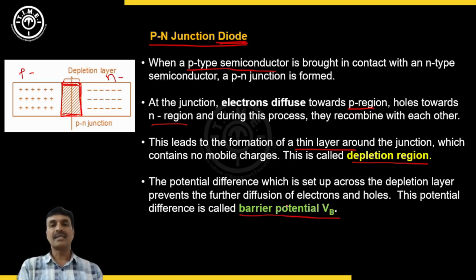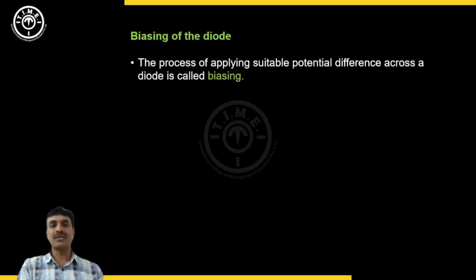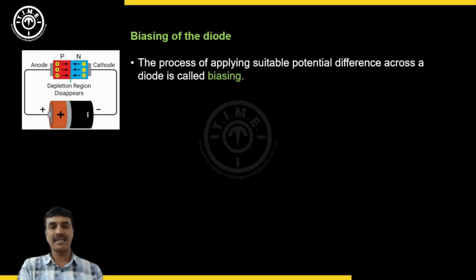Now, this diode can be connected in two different ways in a circuit. The circuit symbol of the diode looks like this. This is the P side, and this line with the arrowhead indicates the N region. Remember it like that, P and N regions. It can be connected in two different ways, which is called biasing. There are two ways to bias it: one is forward bias, another is reverse bias.